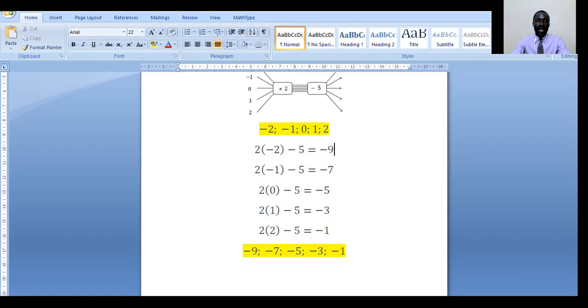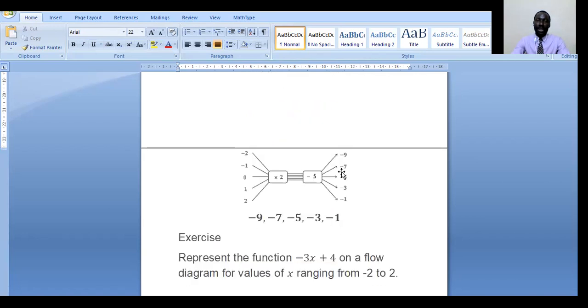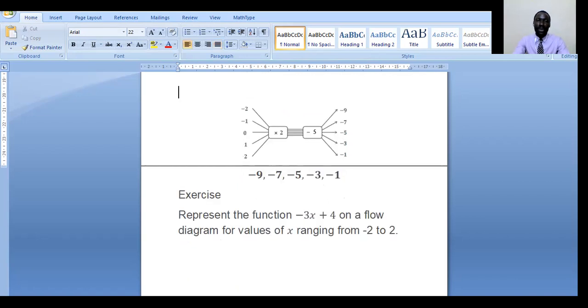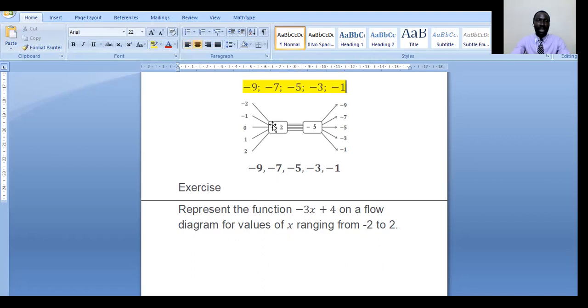Now, what else is remaining? Well, we have to plot it onto the flow diagram, and putting this onto the flow diagram, this is what we get. The flow diagram gives us this.